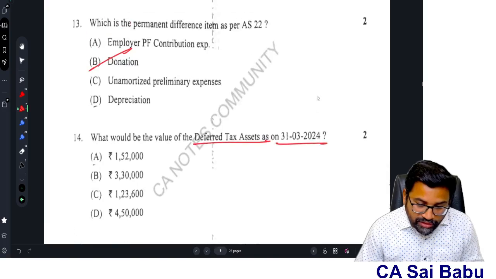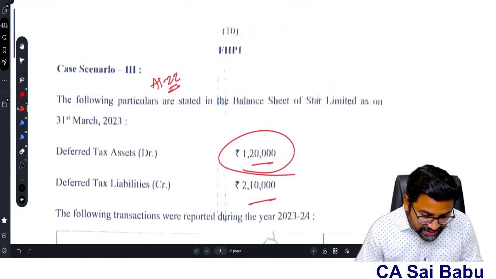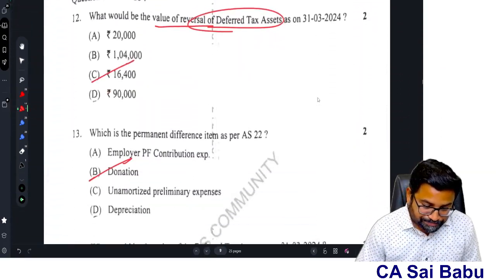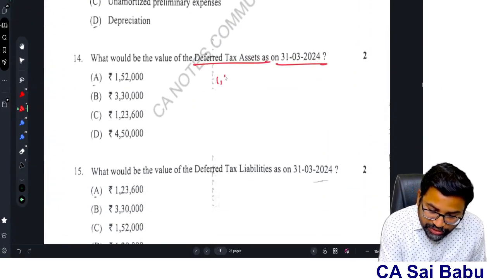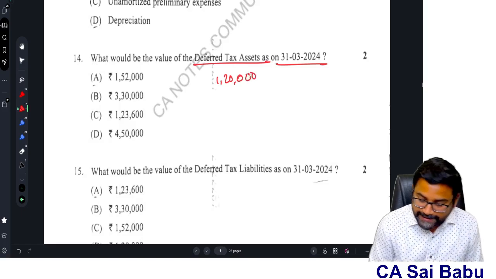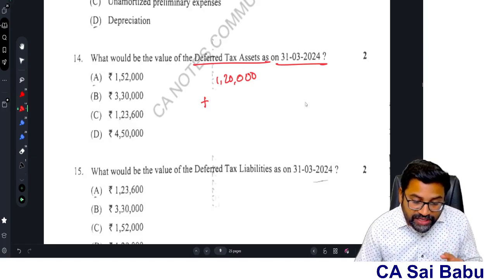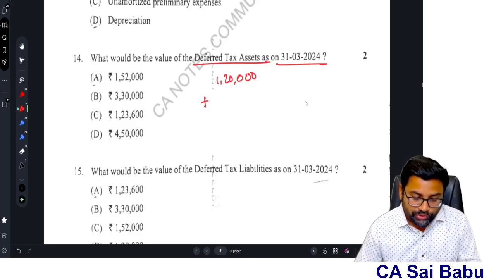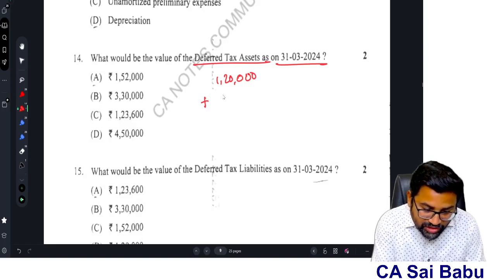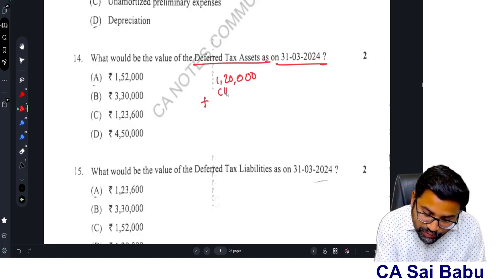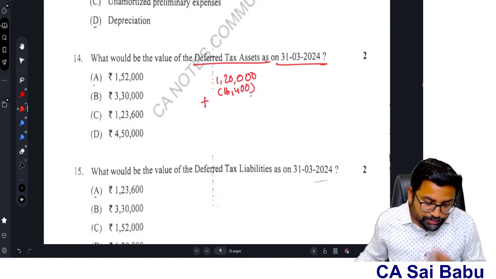Actually, this is very good. First, what is the deferred tax asset opening? 1,20,000, sir. So 1,20,000 is the opening deferred tax assets. And they're asking what is the deferred tax asset as on 31st March 2024. During the year there is a reversal of deferred tax asset, that is 16,400, because of PF, employer PF.